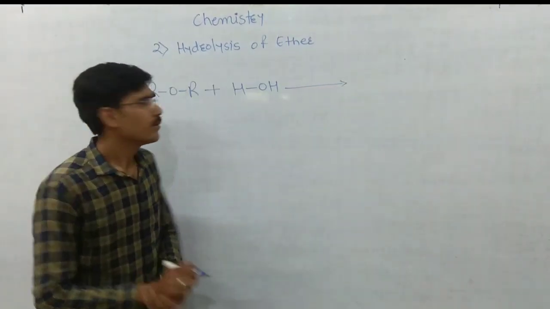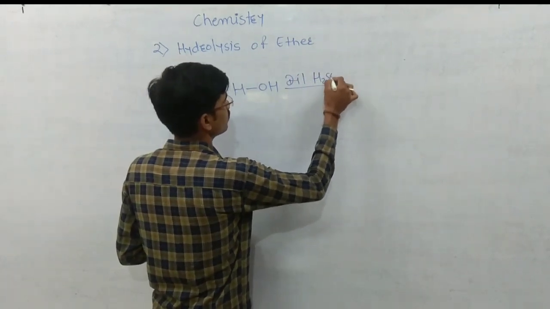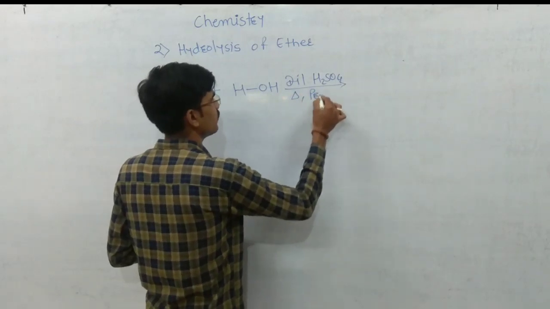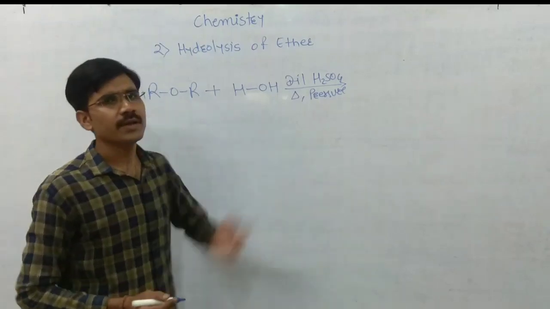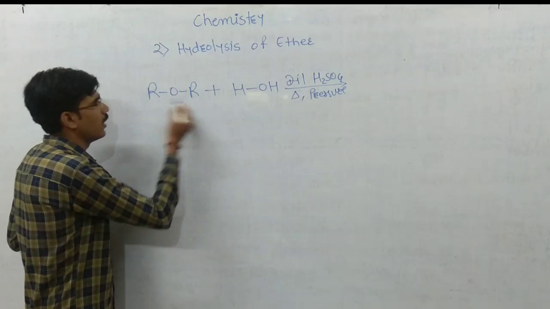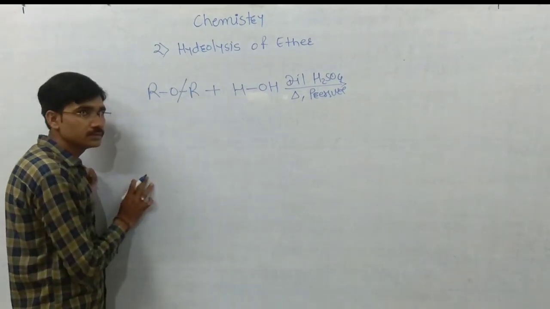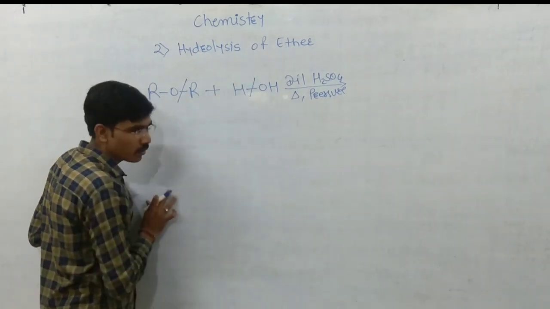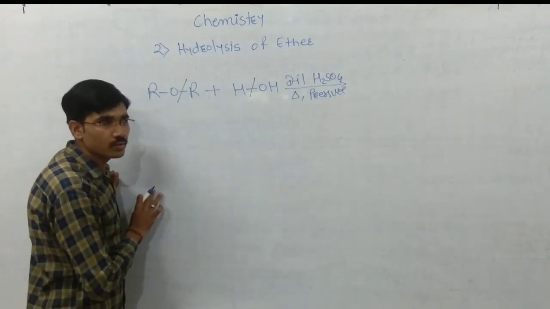In the presence of dilute H2SO4, heat and pressure are required here. What are we getting? One R breaks from the ether compound, and H and OH break from the H2O molecule.